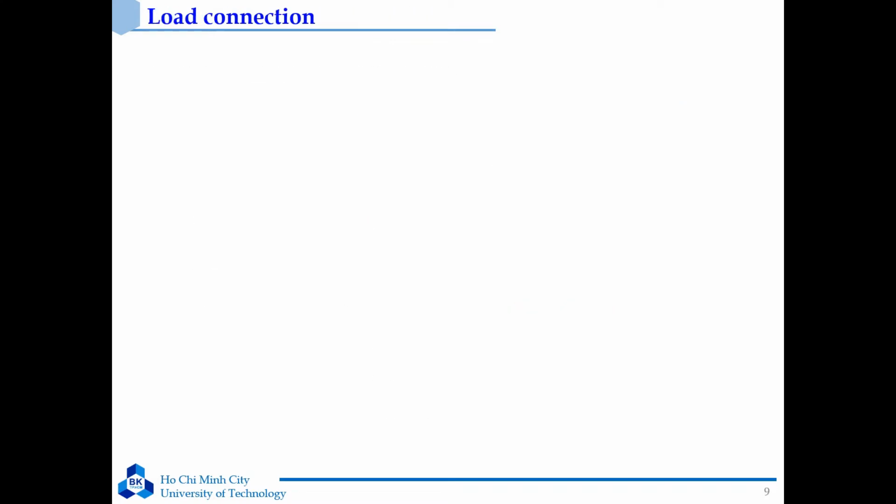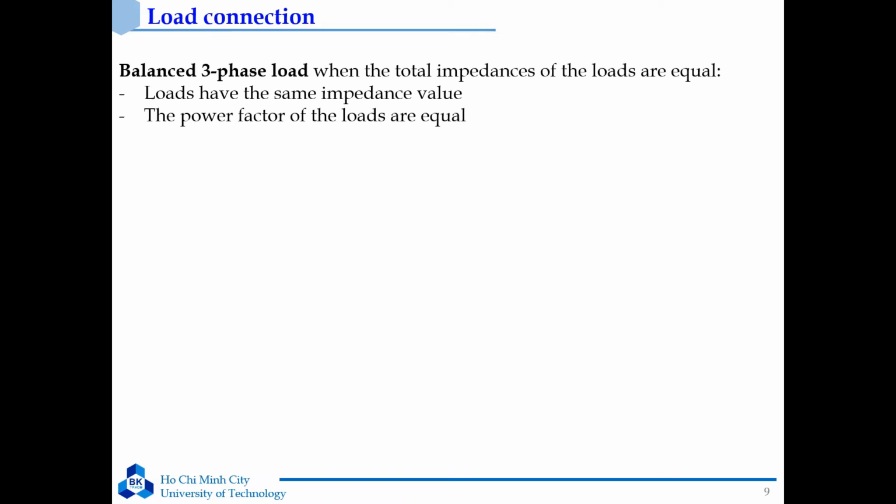Now I will introduce the three-phase load. A three-phase load also has two configurations, Y and delta. A three-phase load is balanced when the total impedances of the loads are equal. It means the loads have the same impedance value, and the power factor of the loads is equal. The connection between the three-phase load and three-phase source has four configurations: Y-Y, Y-delta, delta-Y, and delta-delta.